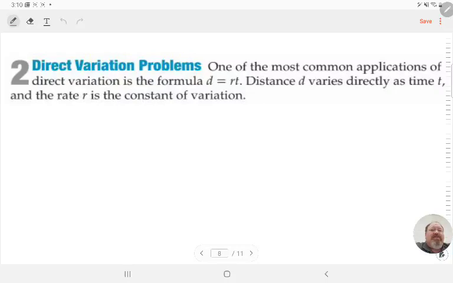So dealing with direct variation problems, one of the most common applications of direct variation is the formula d equals rt, where d is distance, and it varies directly as time, t, and the rate r is the constant of variation. So for example, d equals rt, the d would be my y, the r would be my k, and the t would be my x.